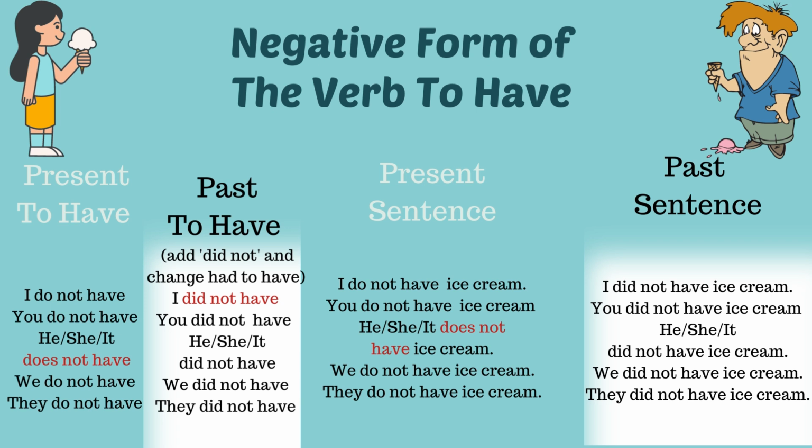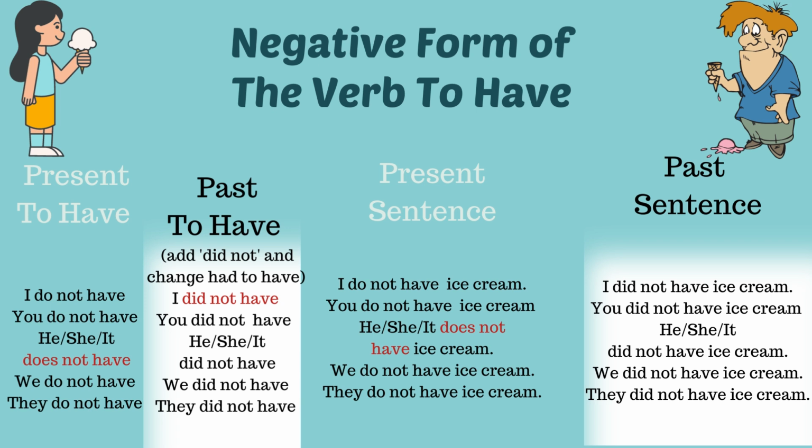He, she, and it does not have ice cream. That's the present tense. He does not have ice cream. She does not have ice cream. It does not have ice cream. Past. She, he, and it did not have ice cream.